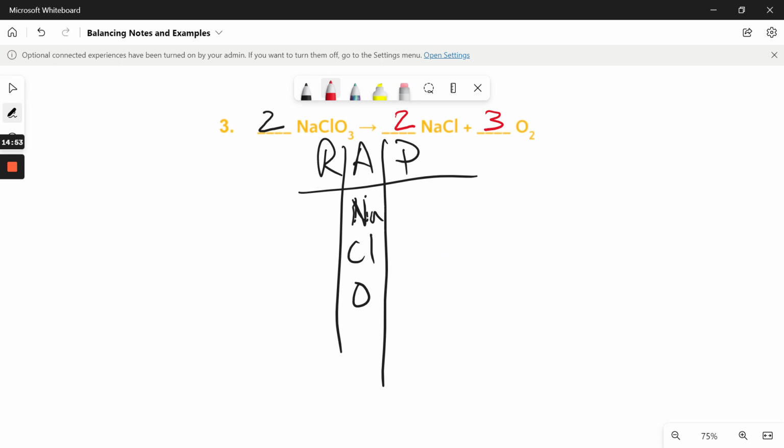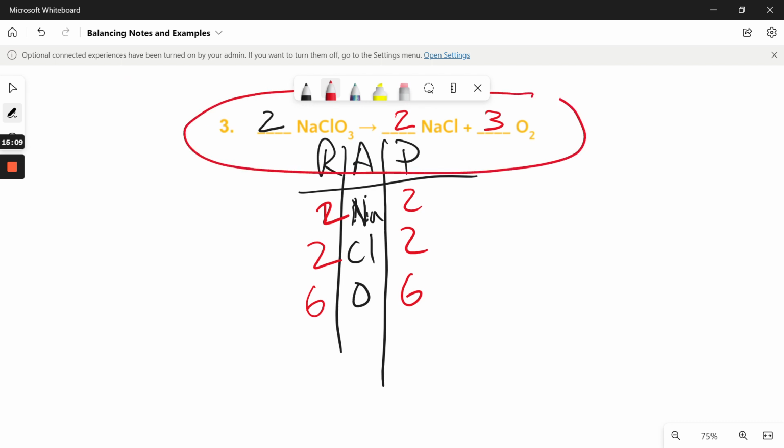So I had 2 times 1 sodium, that's going to give me 2, right? 2 times 1 chlorine, that gives me 2. 2 times 3, that gave me 6. Over here, 2 times 1 gave me 2. 2 times 1 gave me 2. And 3 times 2 gave me 6. So you can always double check that your answer was correct by erasing and recounting with those big numbers you put in. All right, that is it.